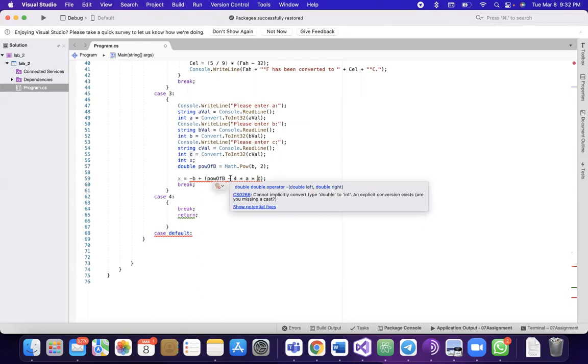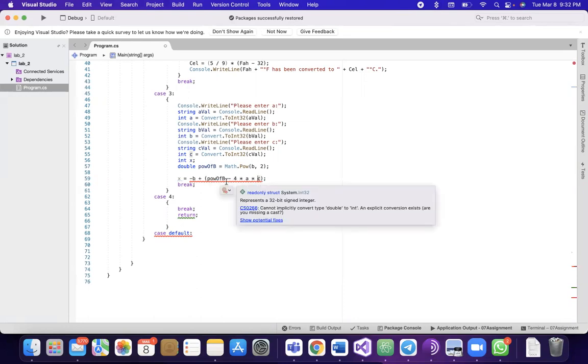Dude, you gotta be careful with the brackets. Wow, what's wrong with the brackets?